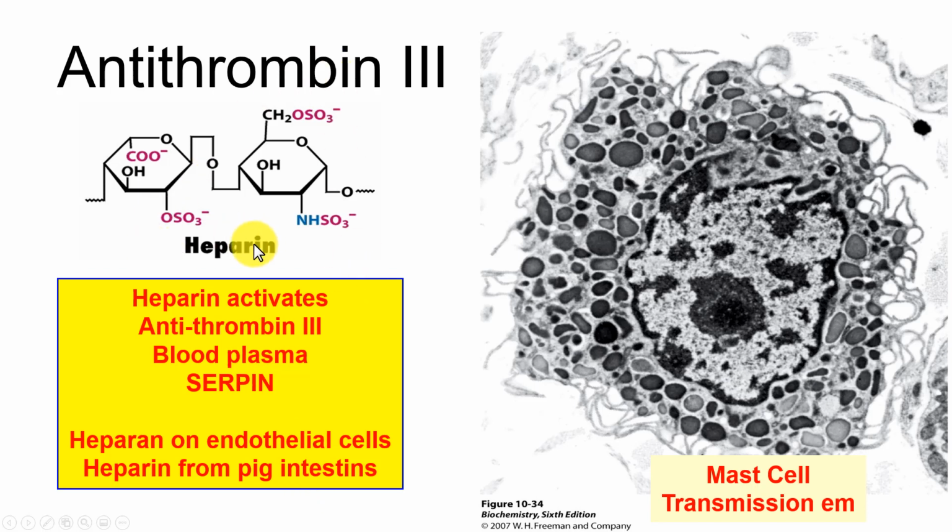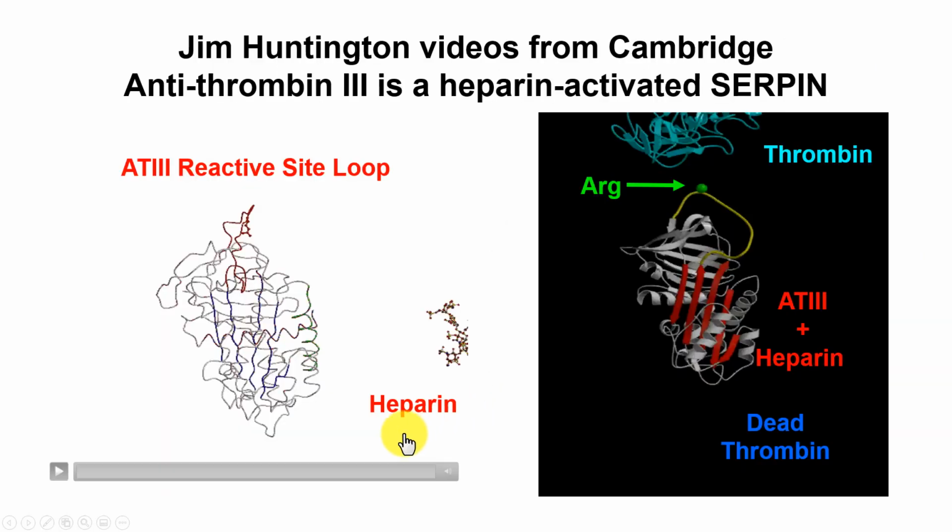Antithrombin 3 and heparin. Heparin activates antithrombin 3, which is the blood plasma serine proteinase inhibitor, SERPIN, just like alpha-1 antitrypsin. Heparin is found on the endothelial cell surface. I've talked about that. But heparin comes from pig intestinal mast cells. And here's a pig intestinal mast cell, and our human mast cell over here, an EM of that. You can see a lot of granules in it. So here's the way it works.